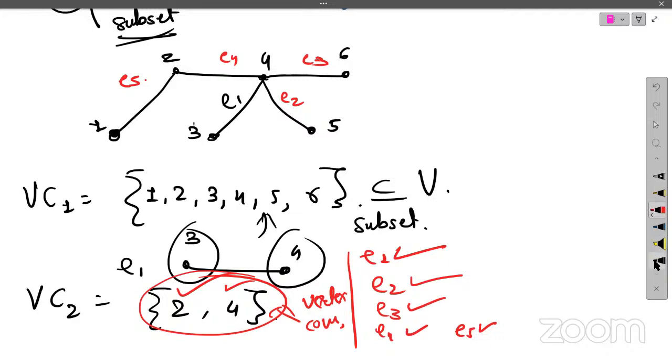Now, you can understand this by a real life situation. For example, if I put a camera at this intersection, then that camera C1 will cover these two corridors. Now, if you put a C2 camera here, then this C2 camera will cover this corridor and this corridor.